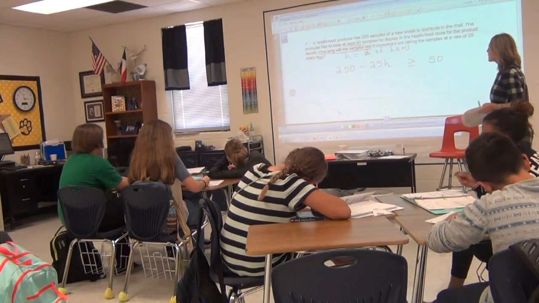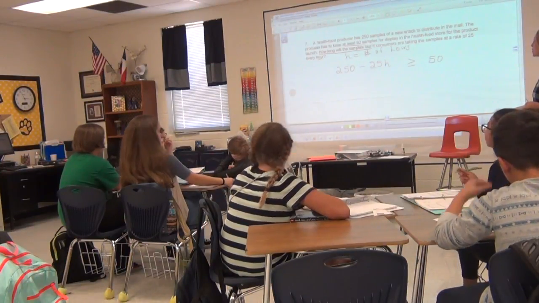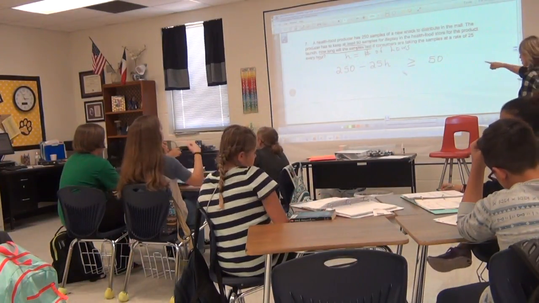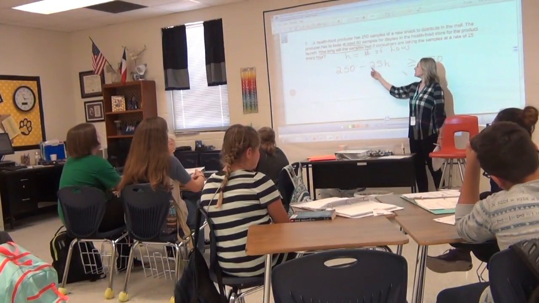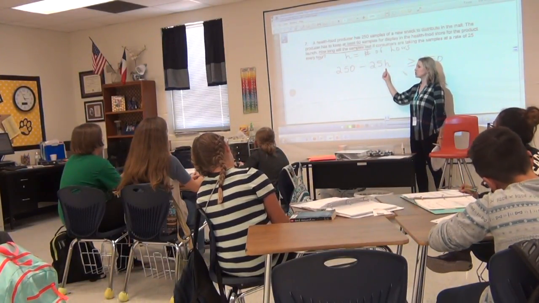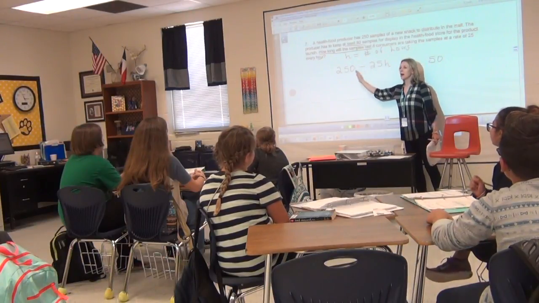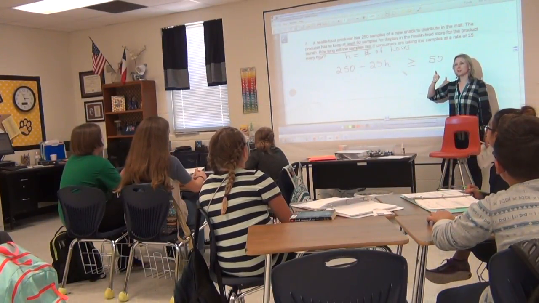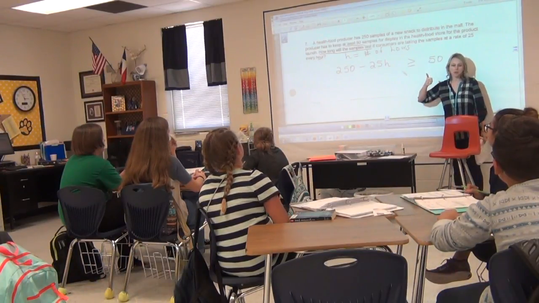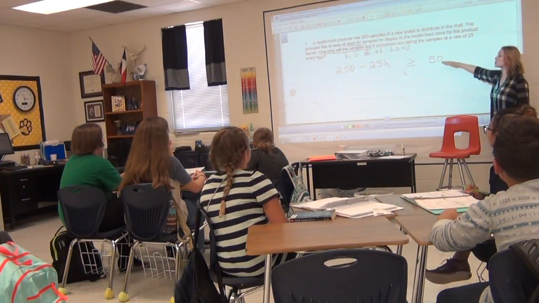Okay, so I'm going to kind of reread my inequality here. So this says I start with 250 samples. I'm going to be taking 25 samples out each hour for this whole amount to be greater than or equal to 50. Does that match our situation? Okay, we're good. So today that's all we're going to do, we're going to write the inequality.